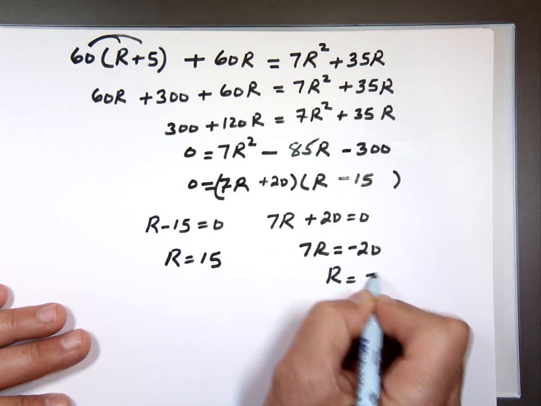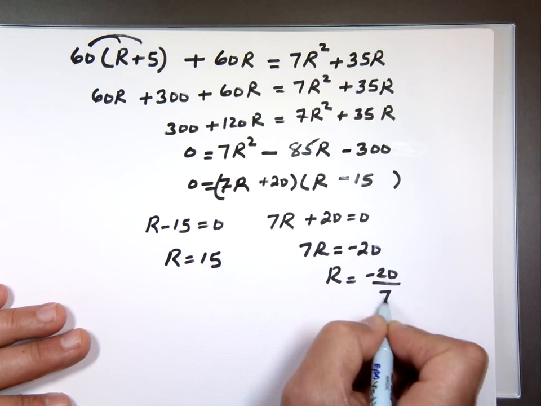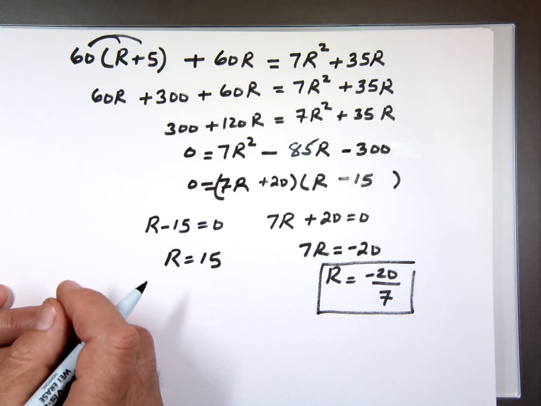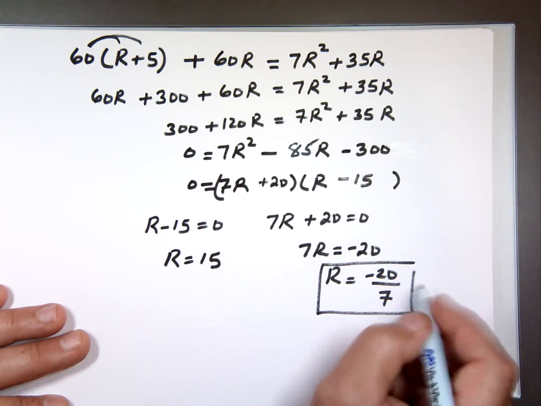So R equals 15. Here 7R equals what? Negative 20. R equals negative 20 over 7. How can your speed be a negative number? Can't be. So physically this does not make any sense.